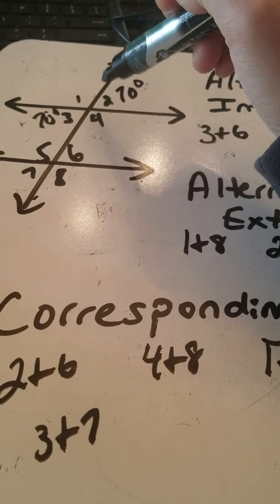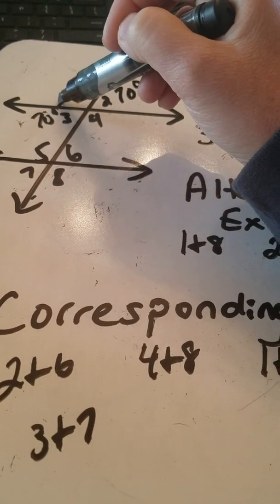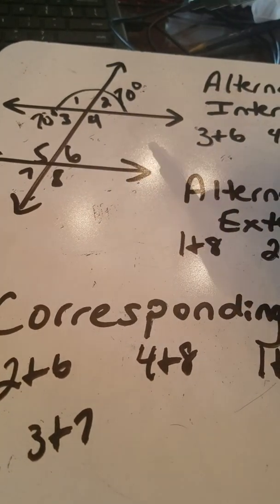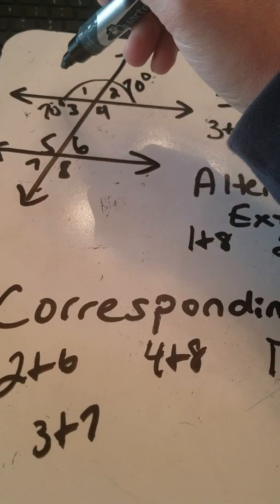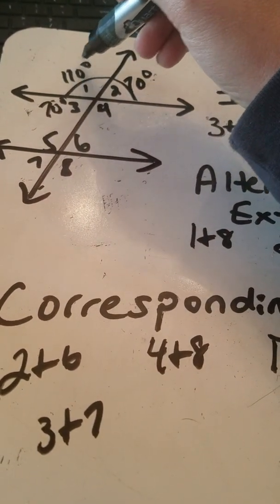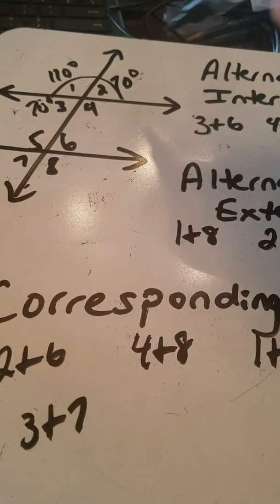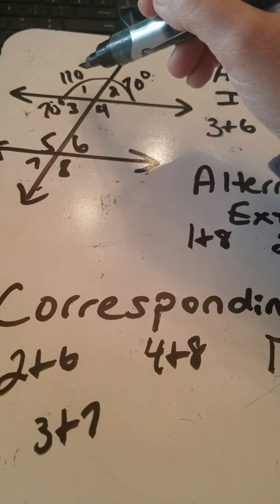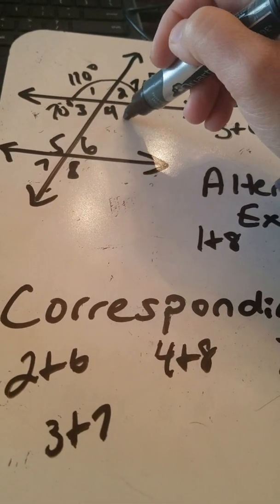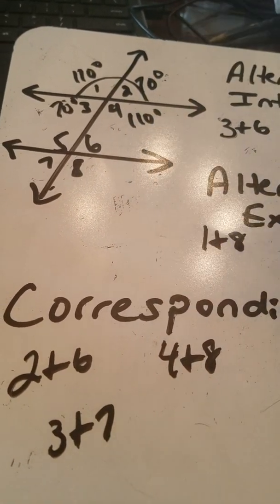1, 4, well, let's take a look at that. Well, 1 and 2 are sitting there on a straight line. So if 2 is 70, that would mean that 1 has to be 110 because they have to add up to 180. They're on a straight line. So 180 minus the 70 is your 110. And that means 4 is also 110.